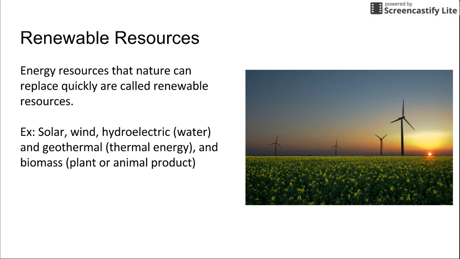The second type we're going to talk about are renewable resources. And these are energy resources that can replace quickly, like solar, wind, water, geothermal, and biomass, which is from plant and animal product.